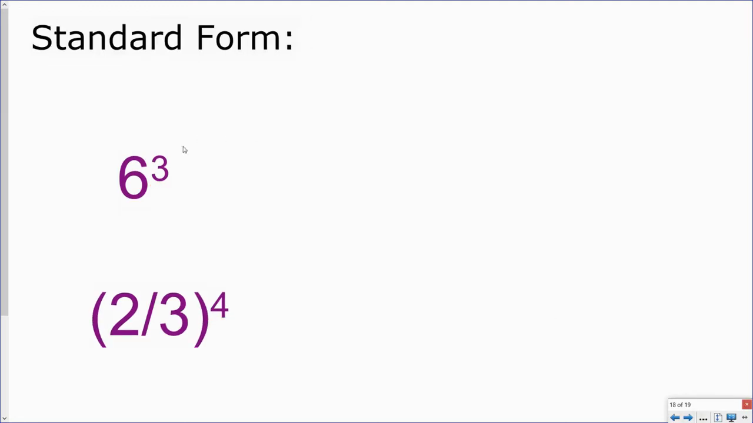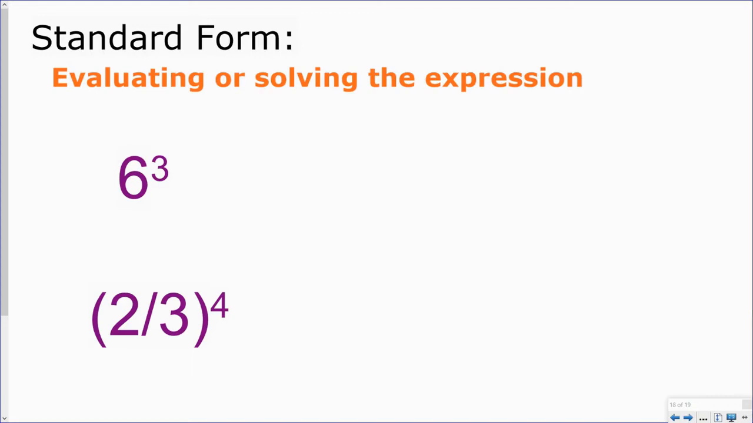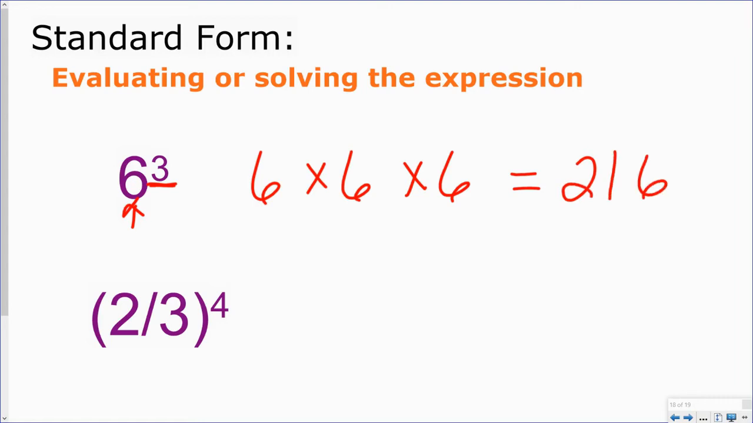Standard form is basically evaluating or solving the expression. So again, my base is 6 and my exponent is 3. That means I'm taking 6 multiplied by 6 multiplied by 6, and this time I'm going to say that 6 times 6 times 6 is equal to 216. So I'm taking this and coming up with an answer.